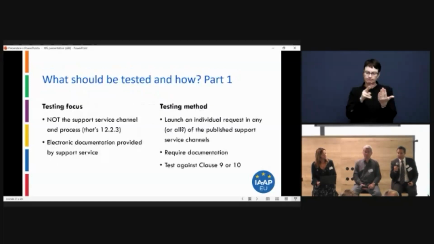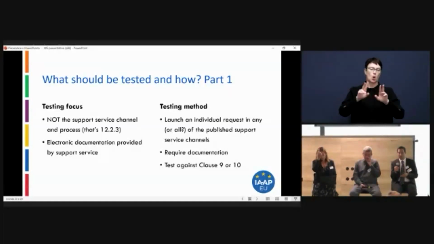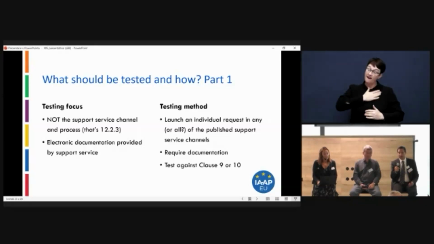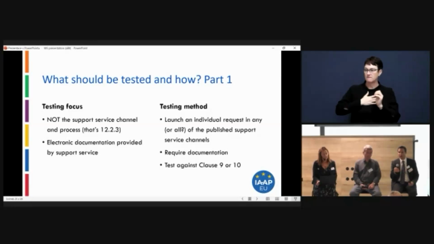Okay, next slide, please. So the testing is not about the effectiveness of the communication. We talked about it before, but it's about electronic documentation provided by the support service. And the testing method we recommend is to launch an individual request in any of the published support service channels, require a documentation in that, because you might have an interaction which does not result in a documentation, and then test that against clause 9 or 10. And if you want to go a bit beyond, maybe you should test all the support channels.